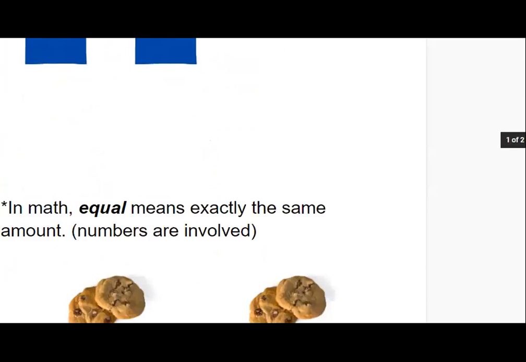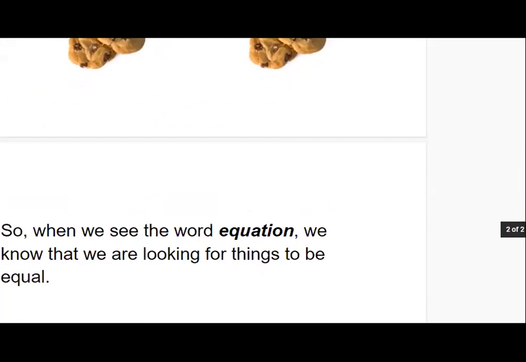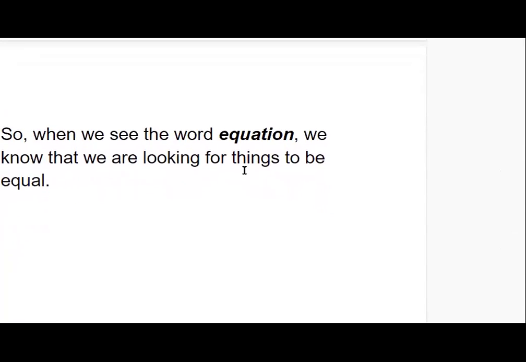Okay, so in math, equal means exactly the same amount. So we're going to be dealing with numbers. In our first picture, we have chocolate chip cookies. How many cookies are in the first picture? Two. How many in the second picture? 2. They are exactly the same. 2 in the first, 2 in the second. So when we see the word equation, which is what we're going to be working on today, writing and solving addition equations, we know that we are looking for things to be equal.